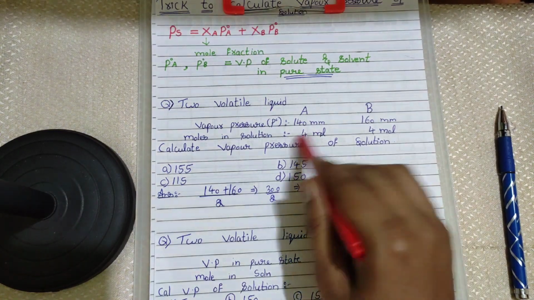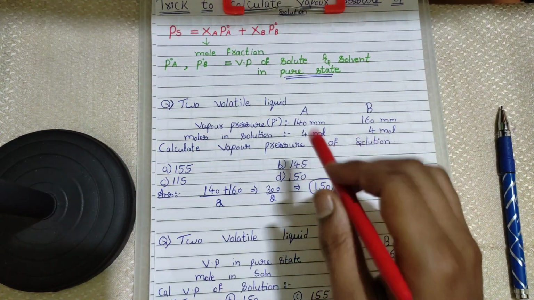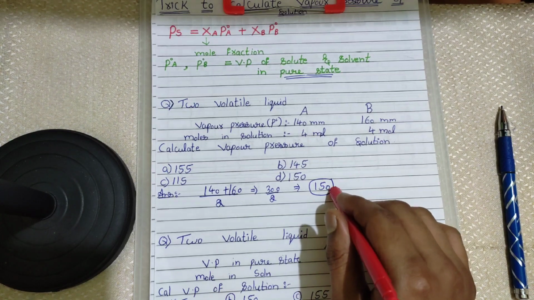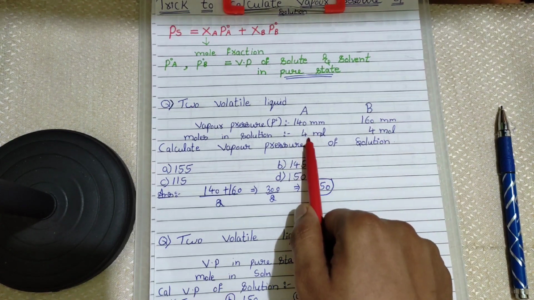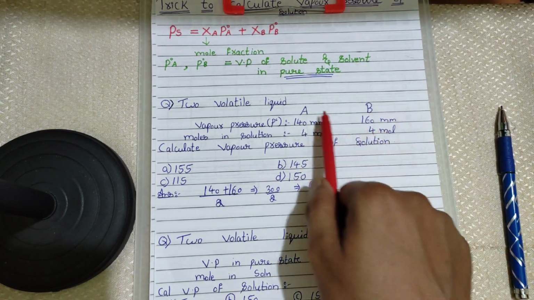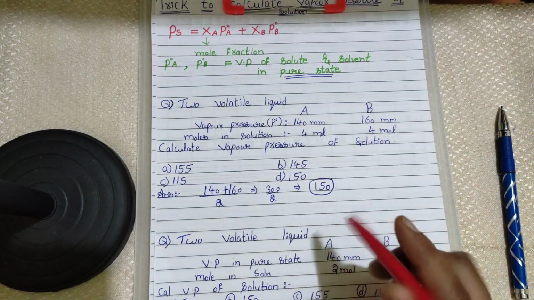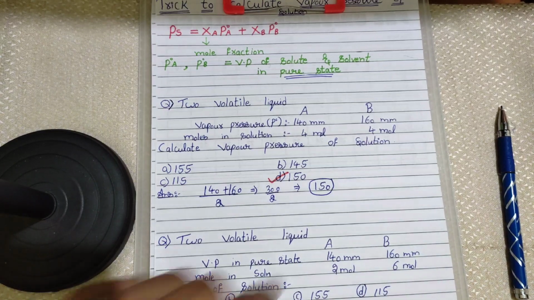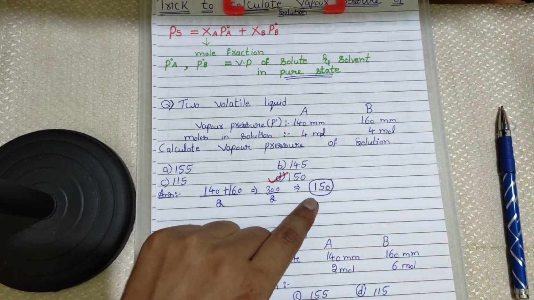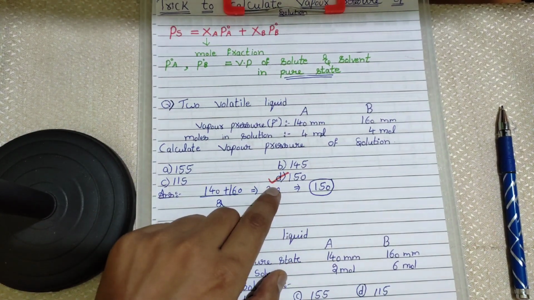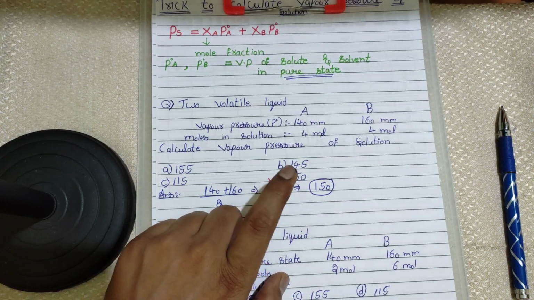Now listen to me carefully. As they have given equal moles. If they had given different moles, then the procedure is different. But as you can see, they have given 4 moles and 4 moles. The moles of solution A and B are the same. Therefore the answer will be what you have got, the average itself. Whatever average you get, that will be your answer. We got the average 150, so the answer is 150.